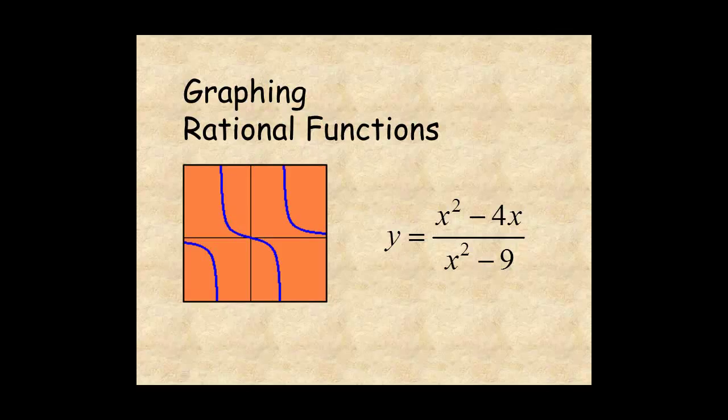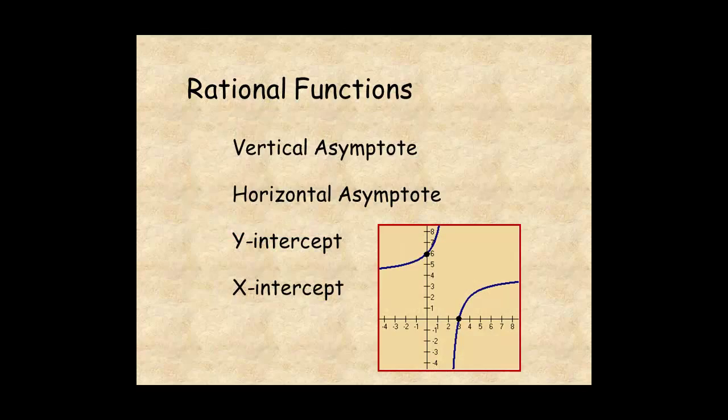This lesson shows how to graph the rational function x squared minus 4x over x squared minus 9. In previous lessons, you've learned about the four important parts of a rational function. The vertical asymptote is a vertical line where the function is not defined. The graph curves up or down as it approaches its VA.